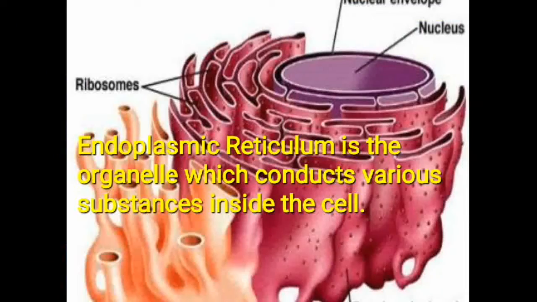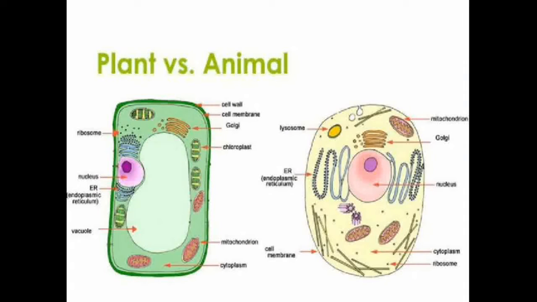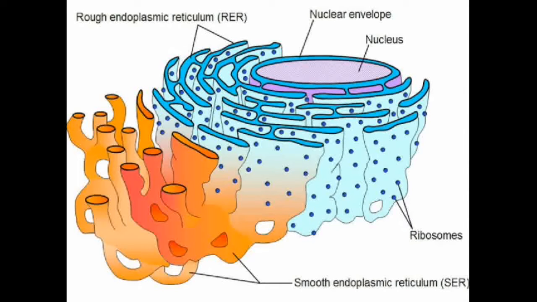Endoplasmic reticulum is the organelle which conducts various substances inside the cell. Endoplasmic reticulum is a part of cell organelle. It is present both in plant cell and animal cell. There are two types of endoplasmic reticulum, that is rough endoplasmic reticulum and smooth endoplasmic reticulum.